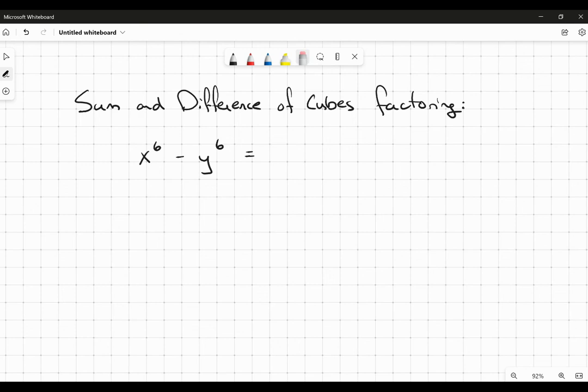Okay, hi everybody. So in this video, we're going to take a look at another example of factoring, and this is going to be, again, one of the examples of our sum and difference of cubes. And so the question we're looking at is x to the sixth minus y to the sixth.